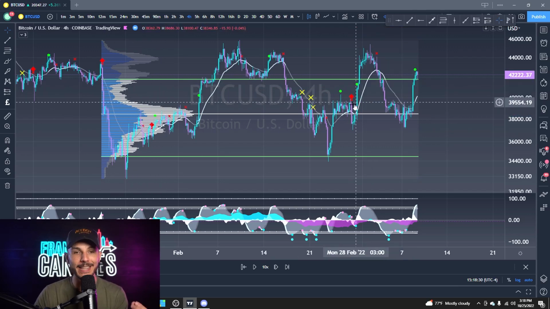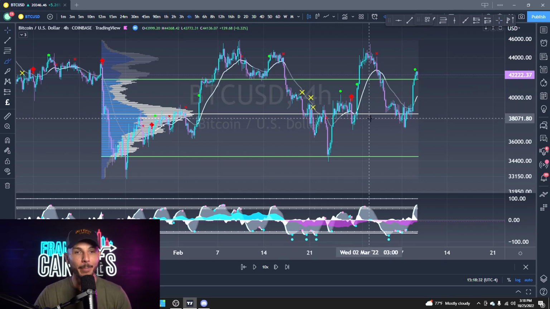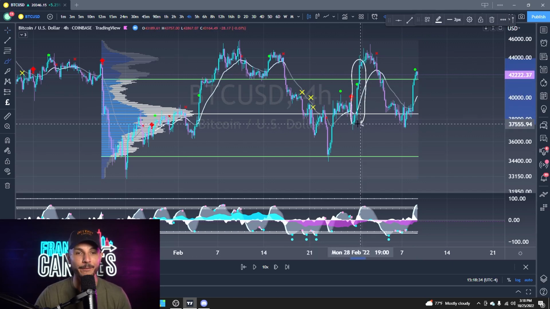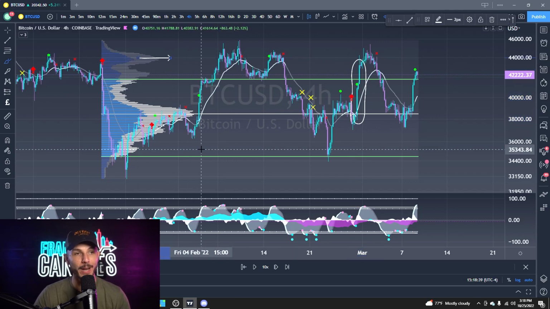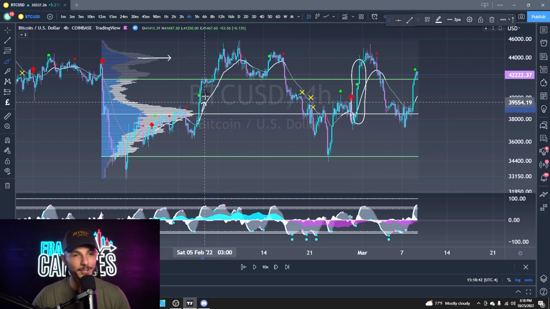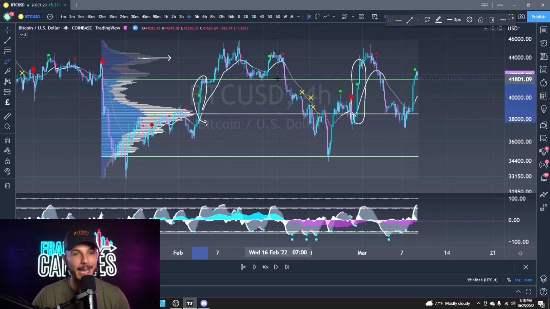You could also see that volume gap coming into play by this move right here, this violent move through the low volume gap up to the next high volume node, which is right here. And you can see it also right here. We ripped through that low volume gap, and then right here we came down pretty fast as well.